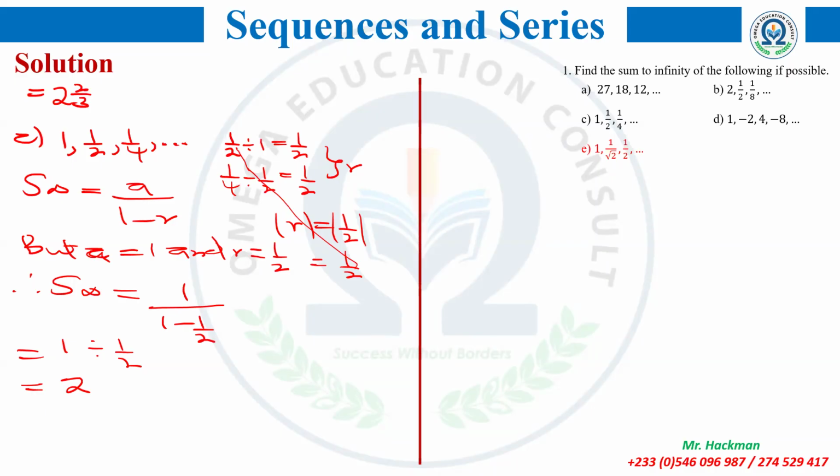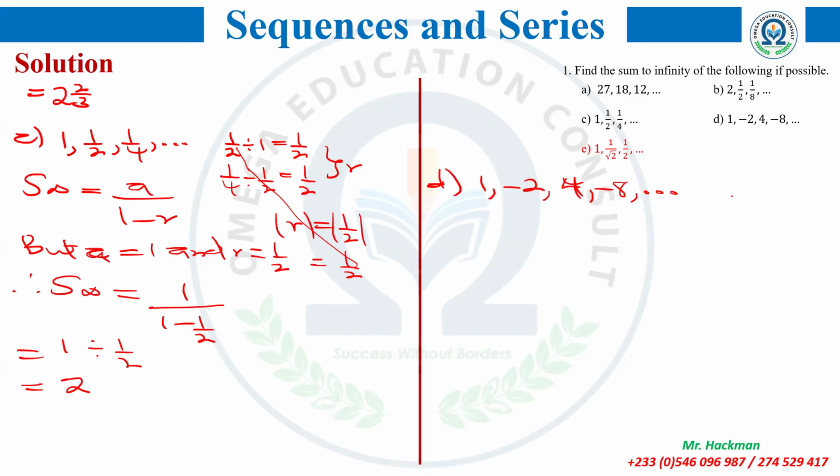Is my point well made? Yes, please. Okay, great. So the last one, the E will be for you. Maybe you will try. I will ask you to try then tell me what you had. So the D, what are we given? The sequence will be 1, -2, 4, -8, then ellipsis.